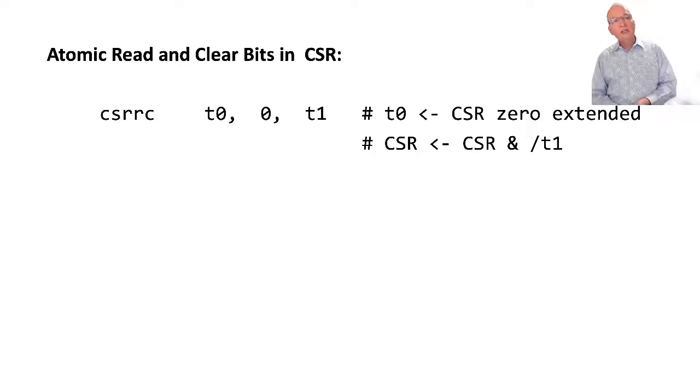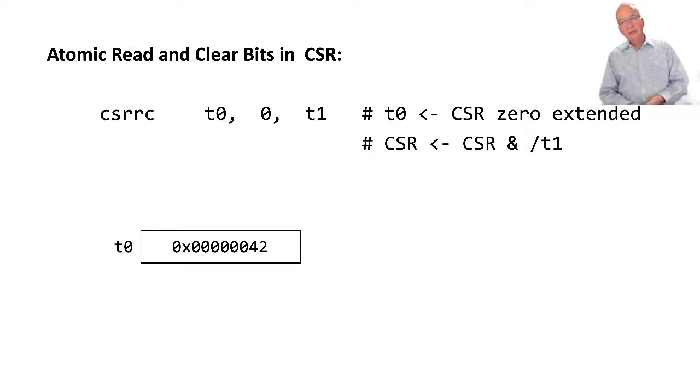And then I'm going to take the value of T1, I will complement that, so I will flip all the bits in that value, and I'll do a logic AND operation with the control status register. The effect of that will be that any bit that is 1 in the T1 will be forced to be a 0 in the control status register. That's why this instruction is called the clear bits instruction.